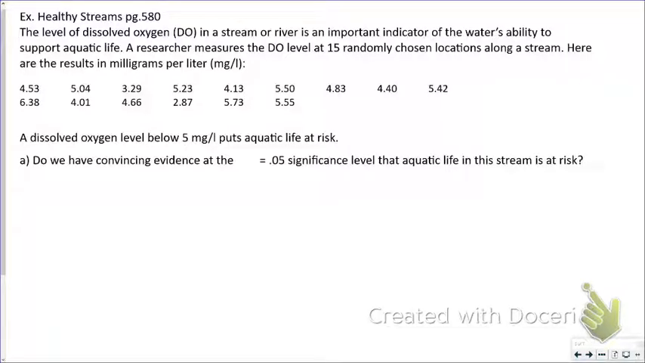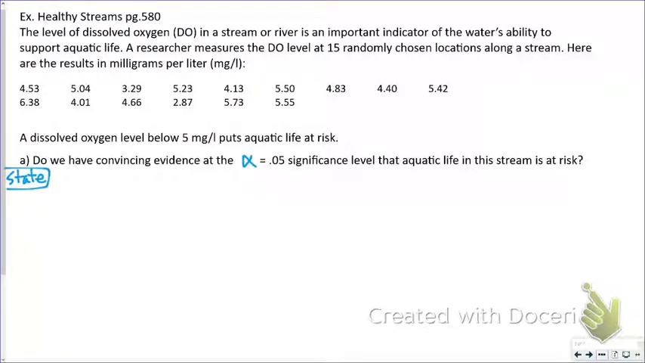This is an example for conducting a t-test. Maybe hit pause and read through this problem. This is supposed to say alpha right there. Let me try again. So read through it and we'll do the state, plan, do, conclude. All right, first step, state.